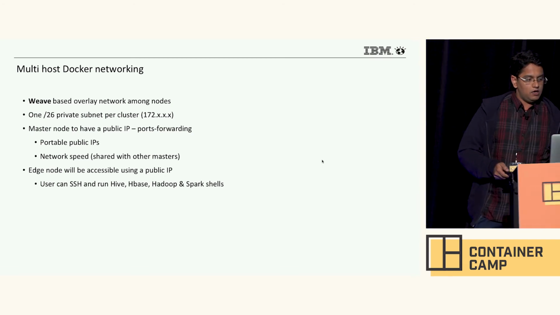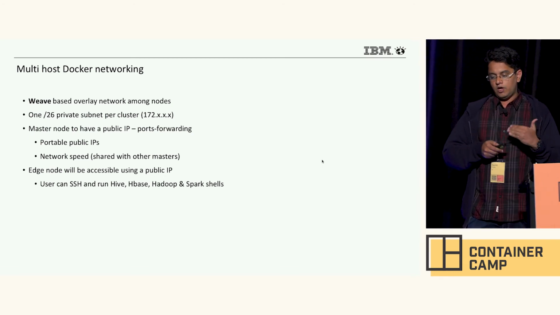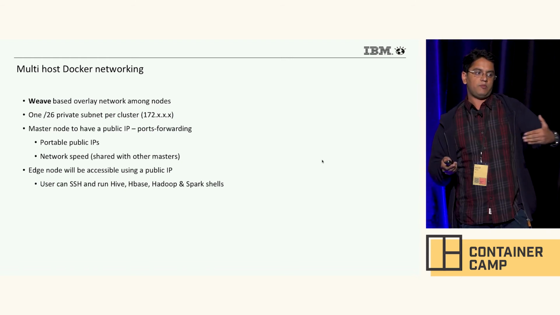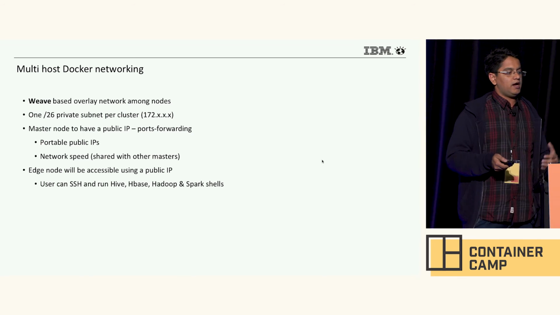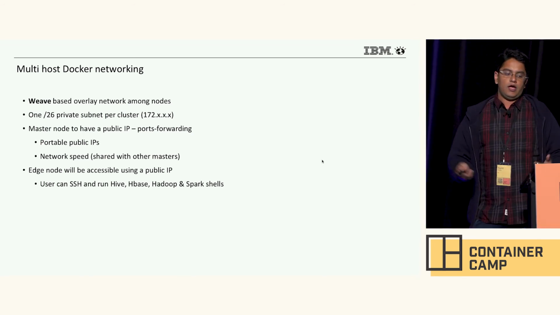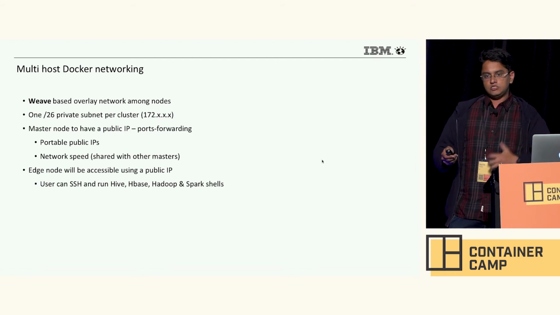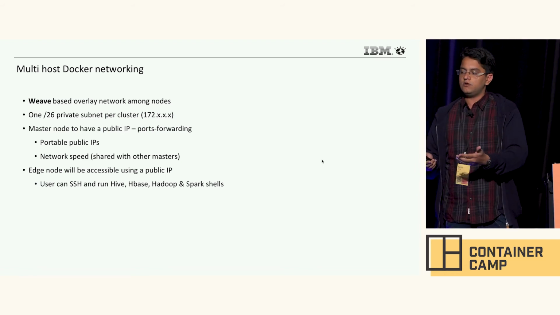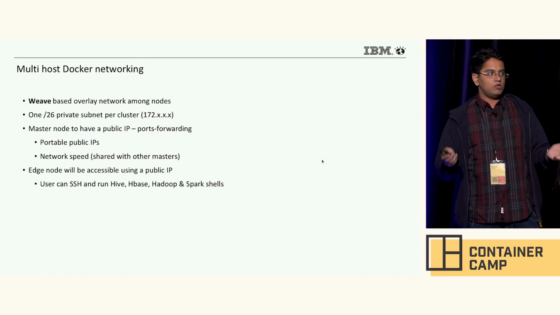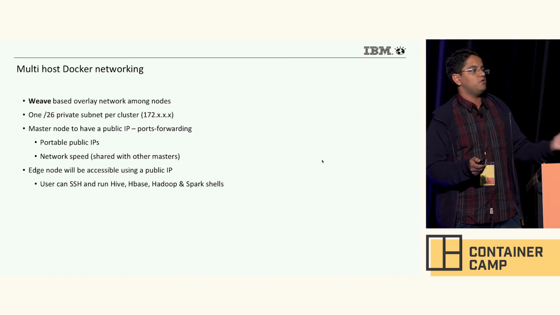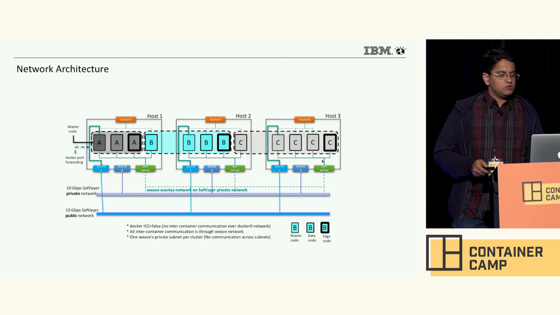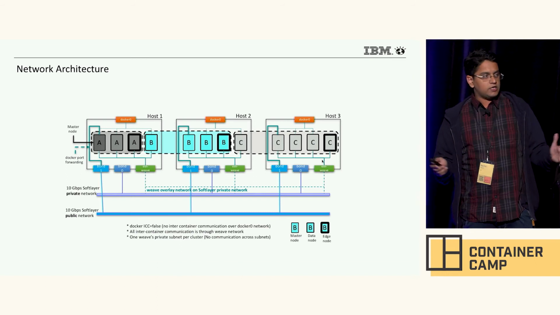And how we are able to reach the clusters from the public network is that we attach some portable IPs to our master nodes, and those portable IPs are listening on some ports which are SSL enabled. And then there is an edge node also provided for our users, where they can SSH and run all the Hadoop shells and view the logs. So this is our network architecture.